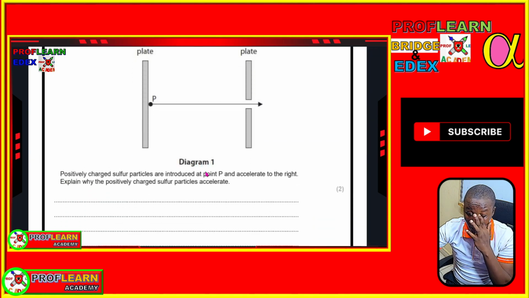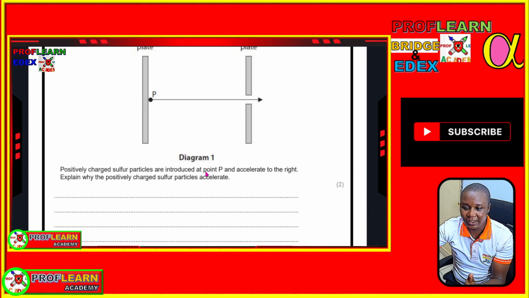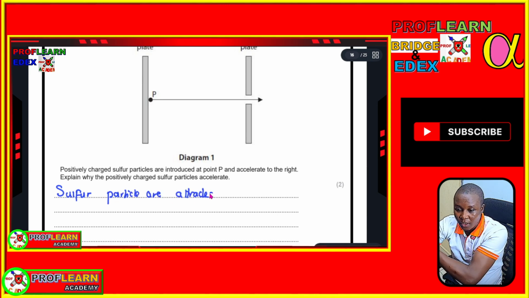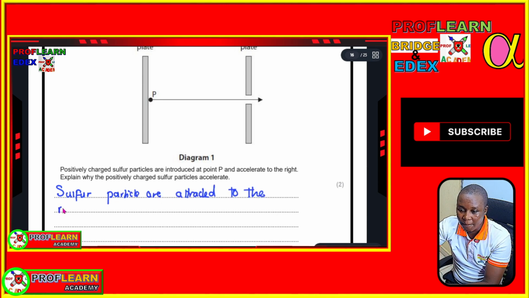So the reason why an electron is going to be accelerated is because plate P is negatively charged, so it's going to repel that electron, and since the other plate is positively charged, it is going to attract it. So that electron is going to have a resultant force to the right, hence it's going to experience an acceleration.